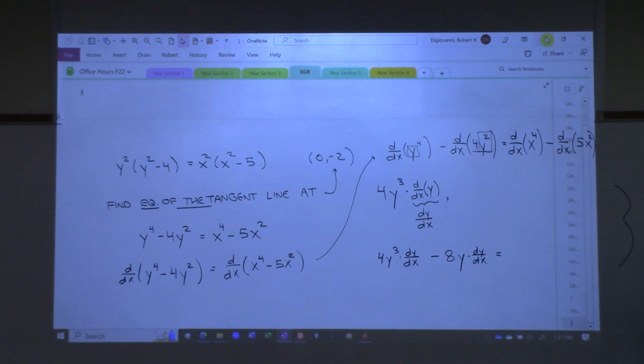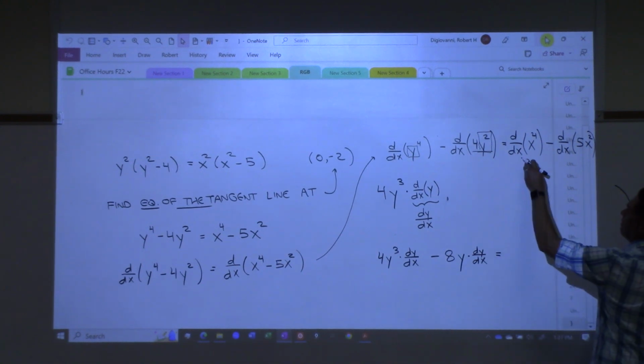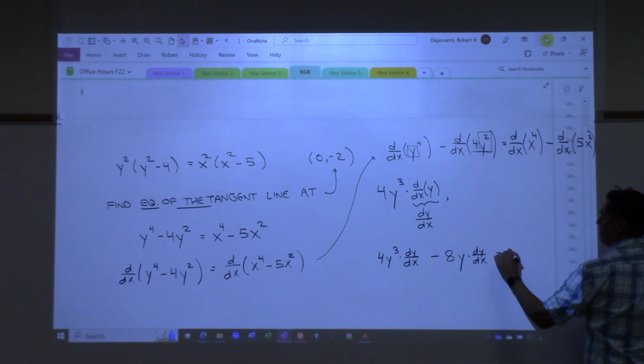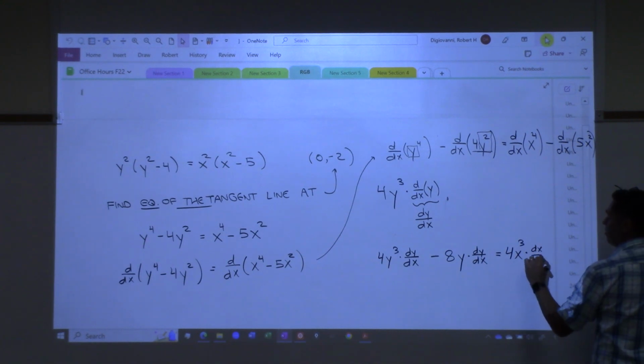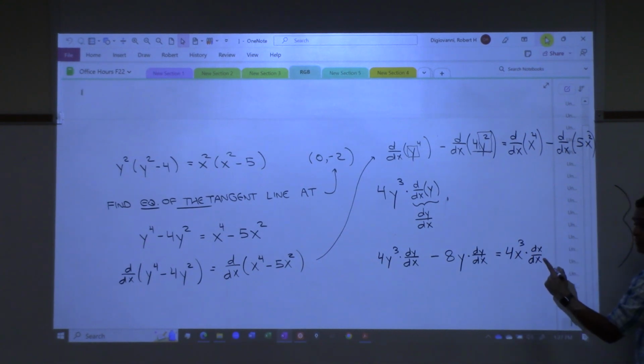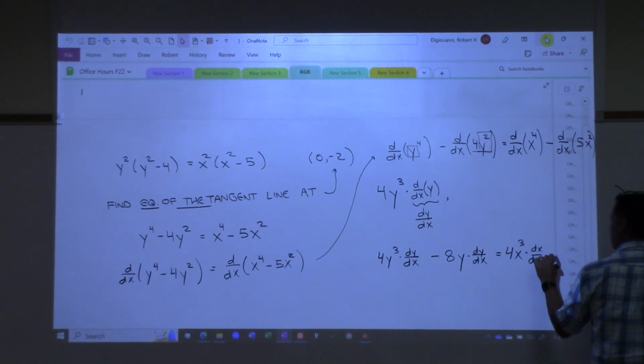All right, what about this one? We're on the other side of the equation now, right? Derivative of x to the fourth, 4x cubed times dx/dx, right? The derivative of x with respect to x, which is going to turn into a 1. You don't need to write it. I'm just doing it to make sure everyone understands we have chain rule going on here.